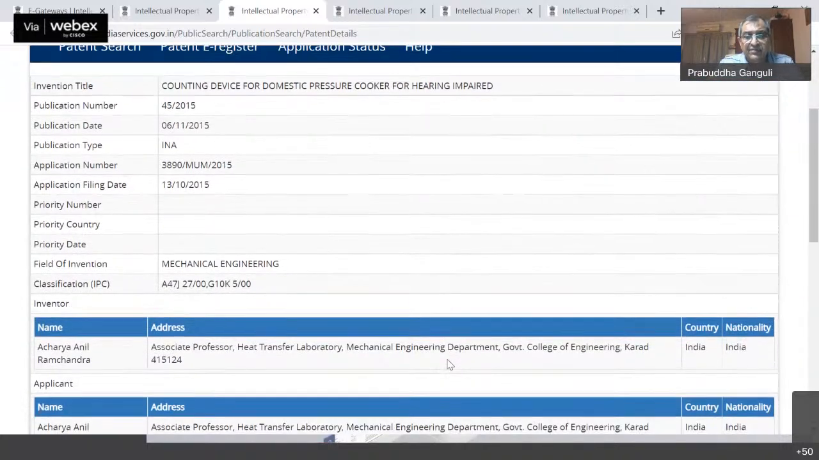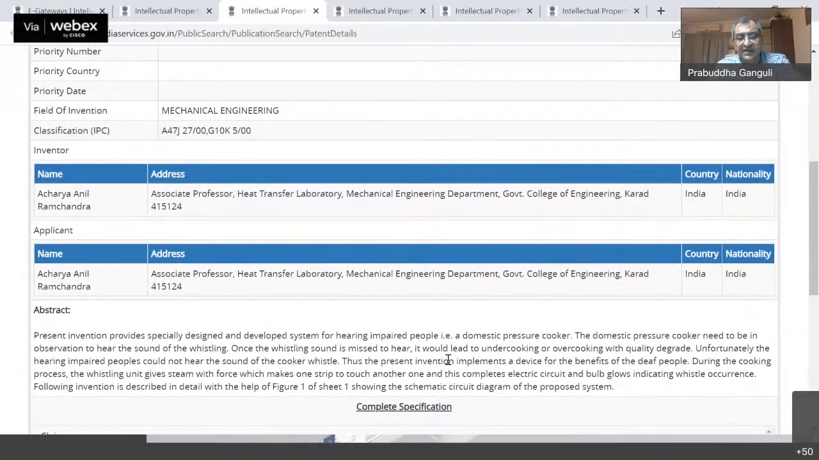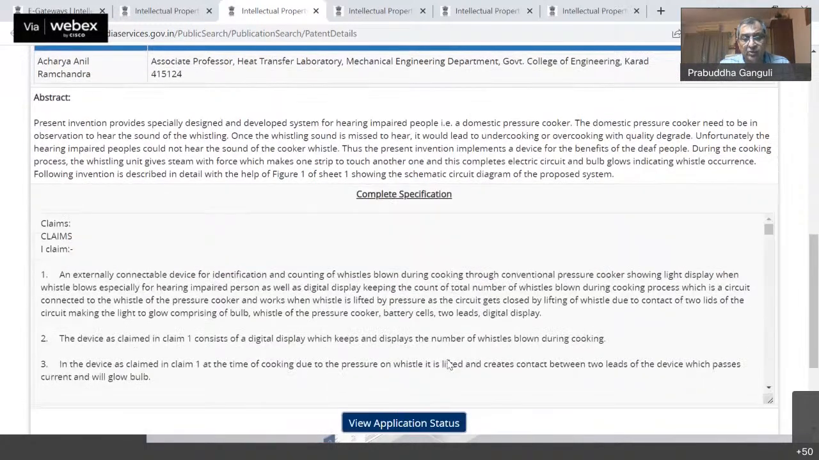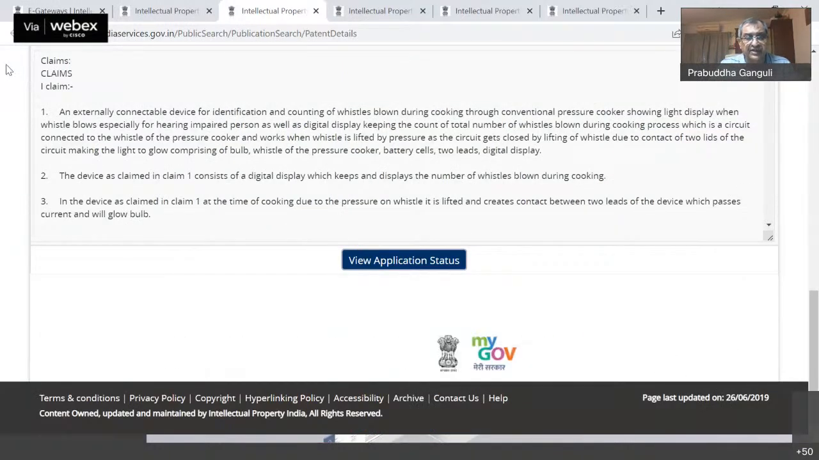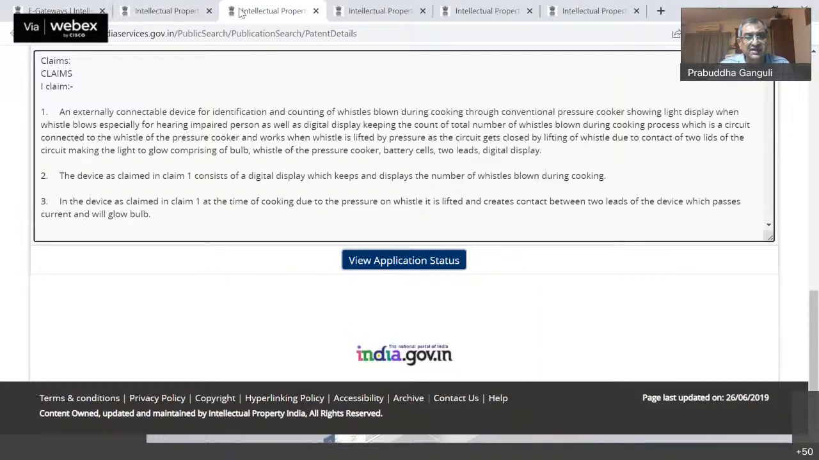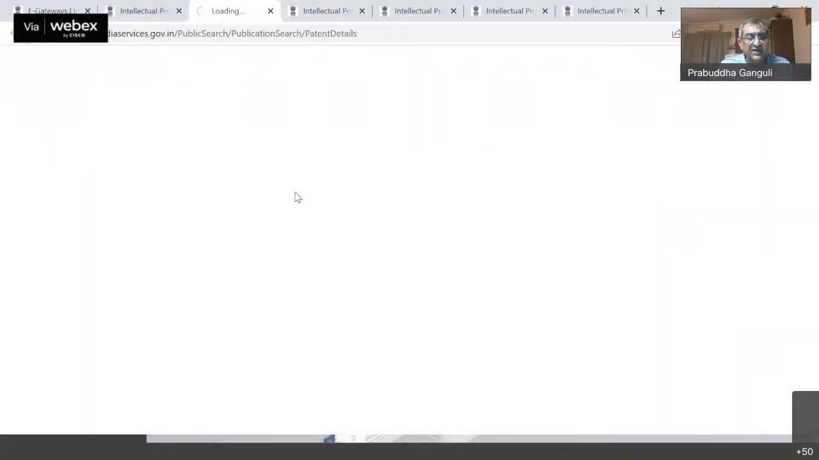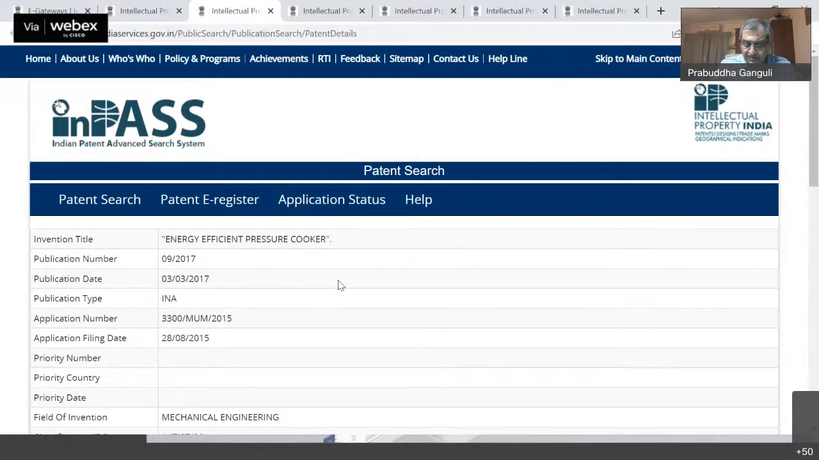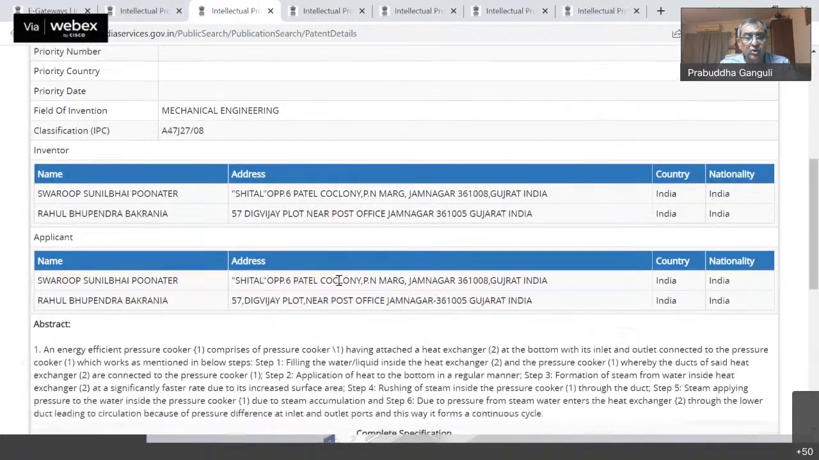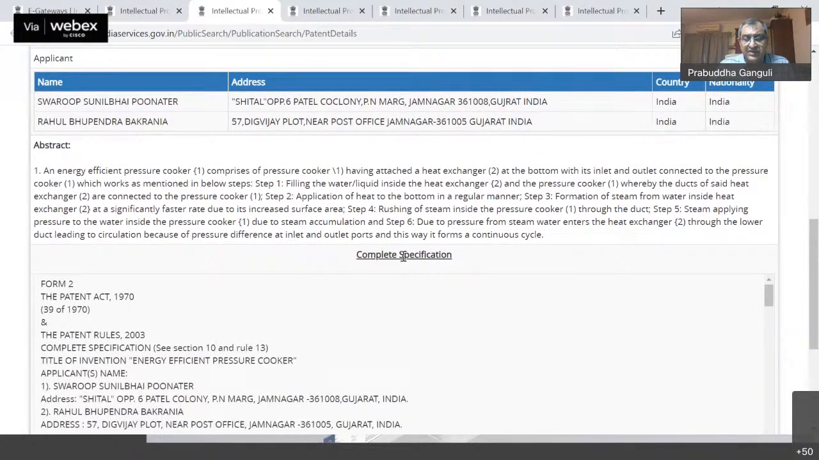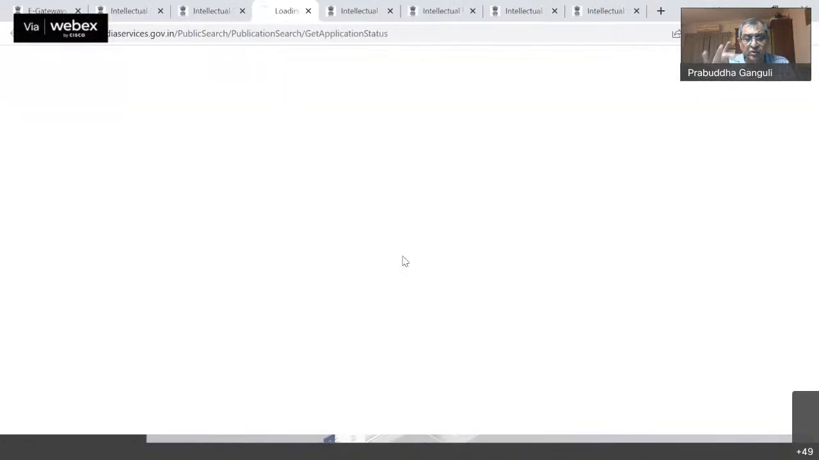Now it looks like somebody has filed heat transfer laboratory, mechanical engineering, etc. It tells you all the details, and you can even see what is the application, what it is, how we will get things out there. So you can see, you can download all these things. How quickly you can do everything, so you can see it, right? So take this for example. Tells you who did it, who filed it, what is the name of the person. So it tells you, this is the complete specification if you look at the application status.